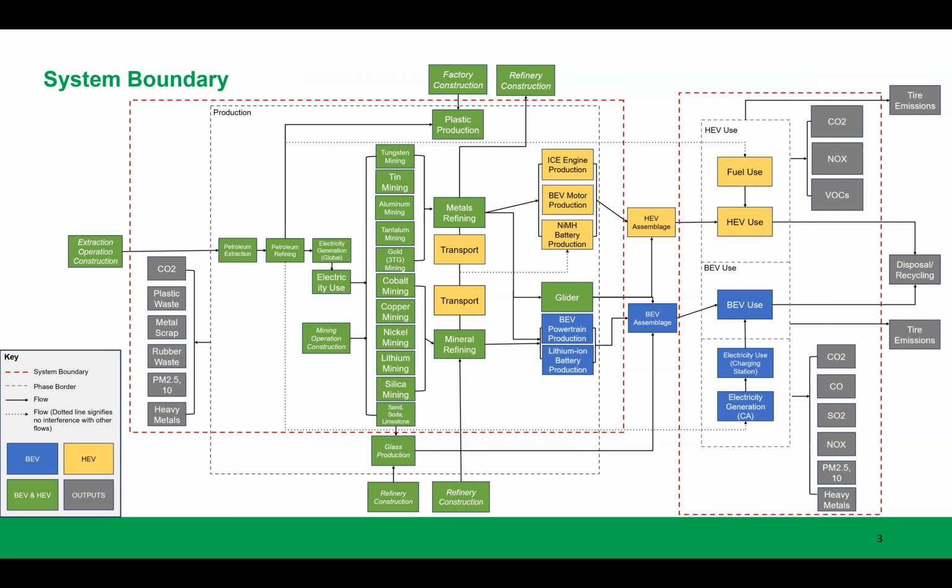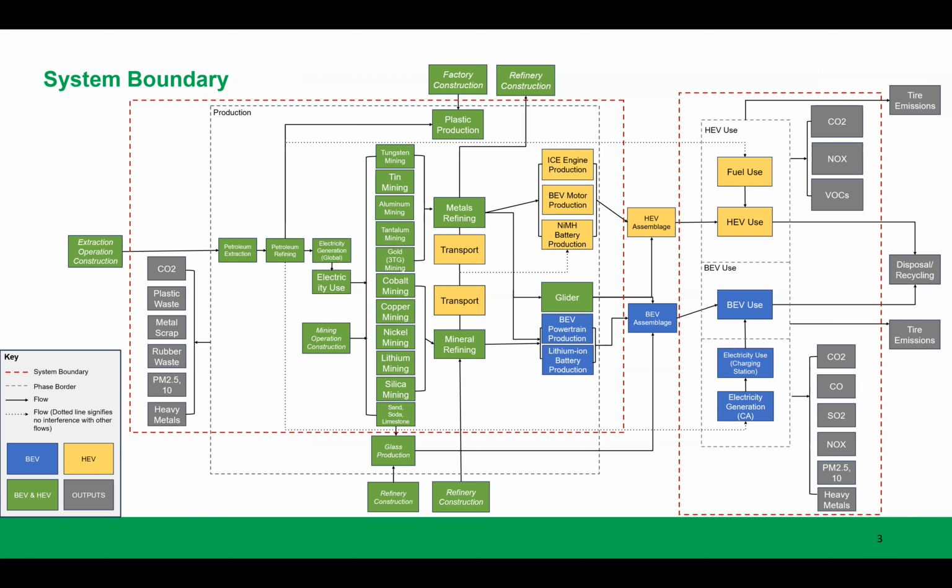For this study, we focused on the production and operation phases. The separate phase boundaries contain the stages associated with each phase while also allowing us to clearly illustrate which phase produces the outputs of interest. Lastly, the system boundary is designated with a dashed red line.